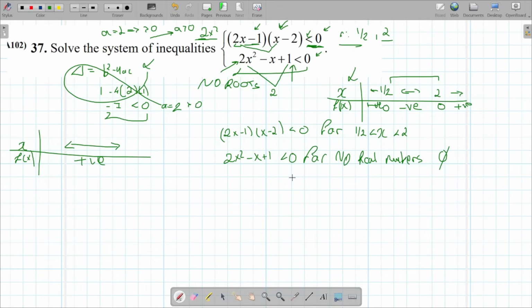But now we did not solve the system. How do we solve the system? Here's what you do. The first step is to solve each one. Then after you get the solution set for each one, you're going to have to plot the solution set on the number line. We have this number line here.